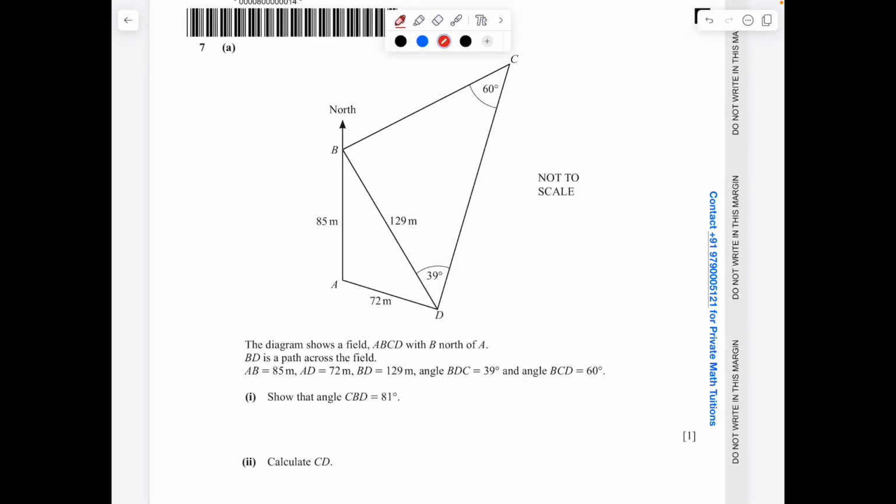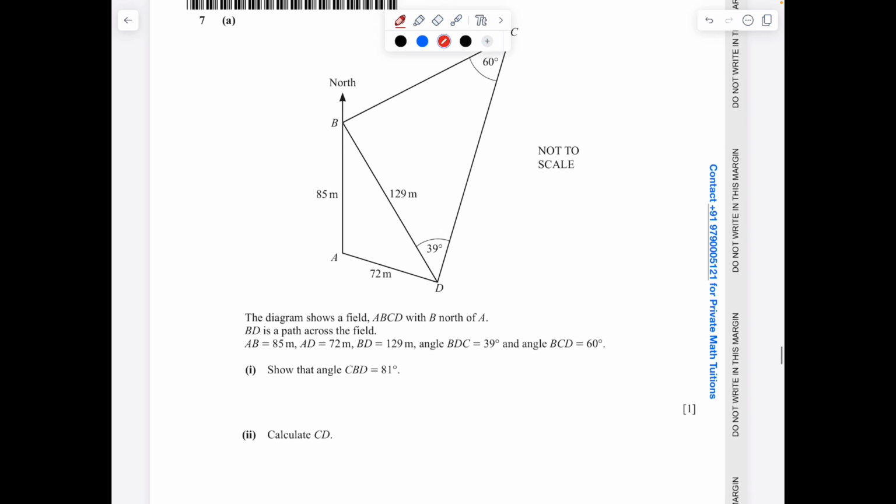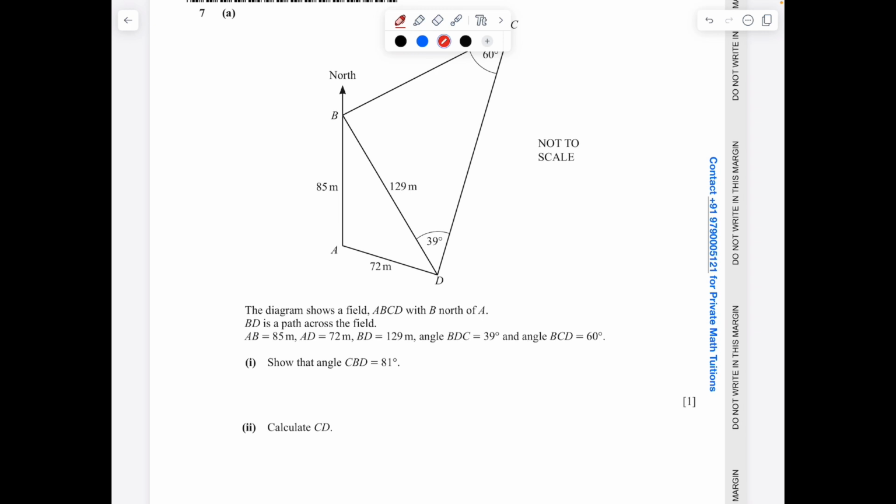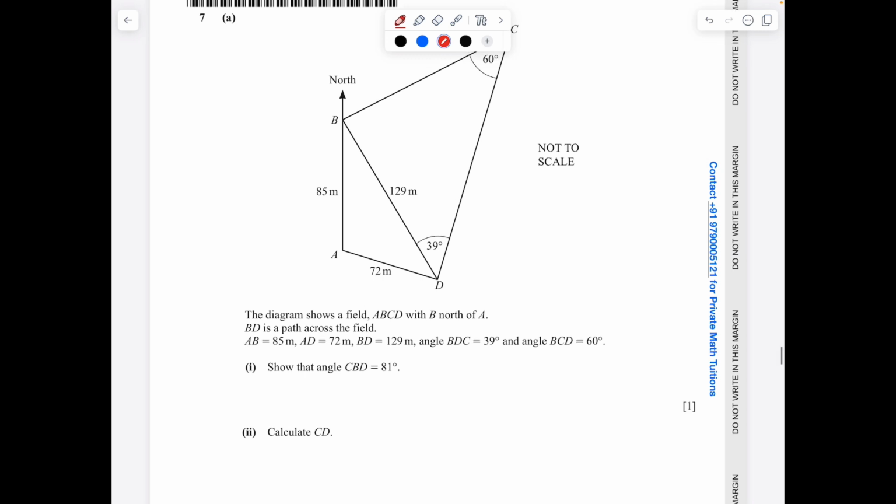Question number 7, subdivision A. The diagram shows a field ABCD with B north of A. BD is the path across the field. AB, AD, BD, angle BDC, angle BCD are all given and marked in the diagram also. The first subdivision says, show that angle CBD is 81 degrees.